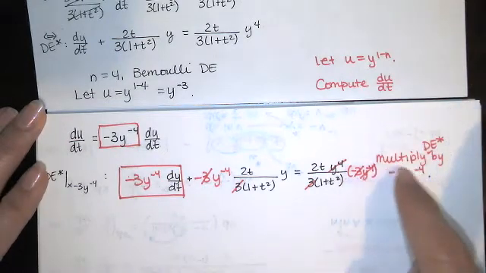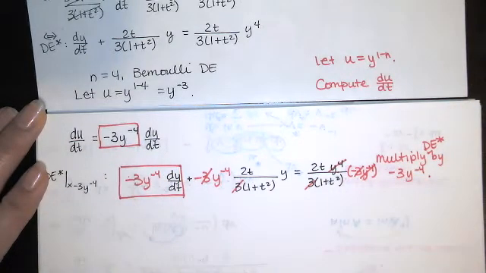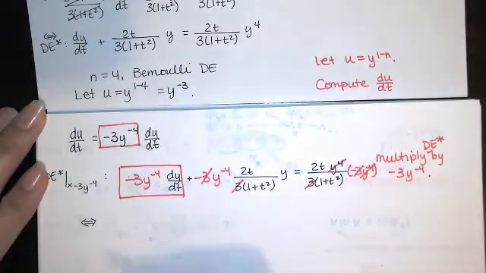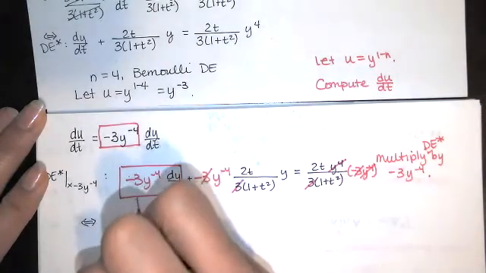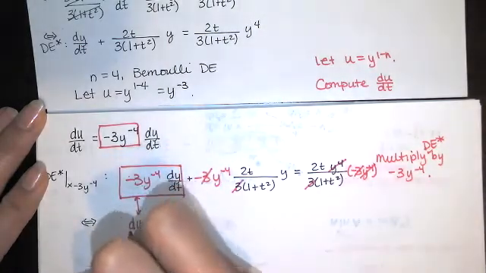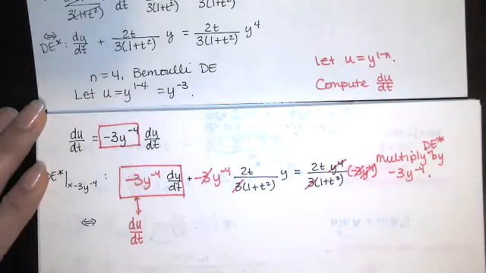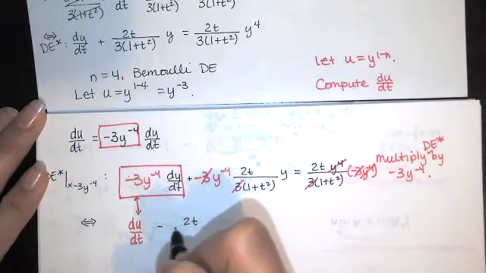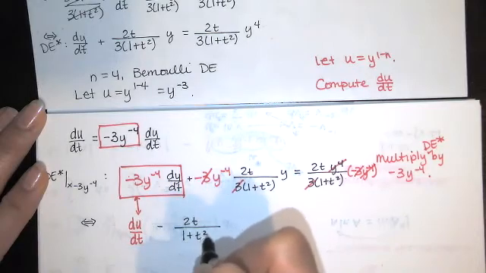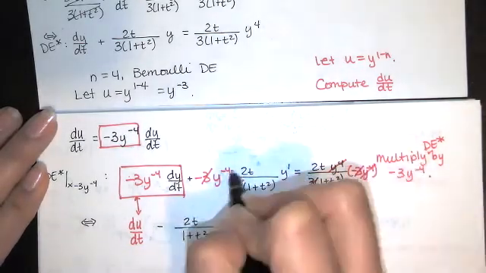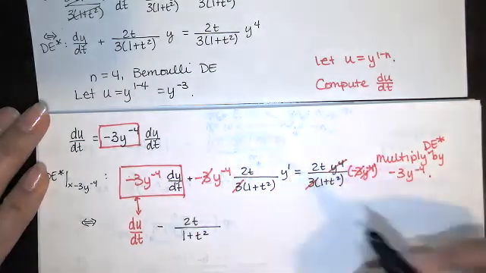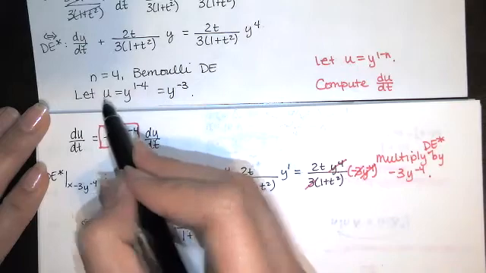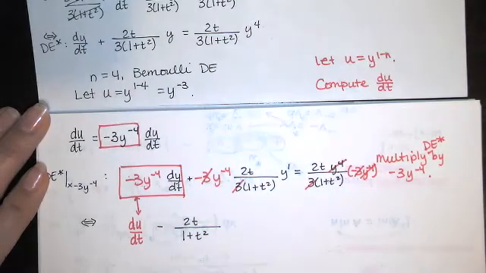So we multiply the differential equation by this piece, and then when we simplify, we want to write the differential equation entirely in terms of u. This piece is du dt. Over here, I've got a minus 2t over 1 plus t squared, and y to the -4 times y to the 1st is y to the -3, and y to the -3 is u. So this times this together makes u.